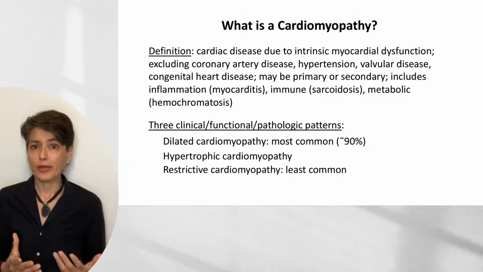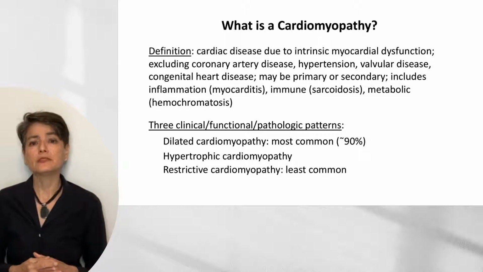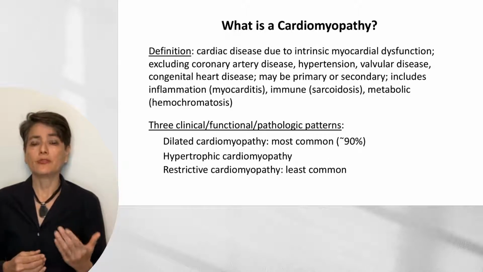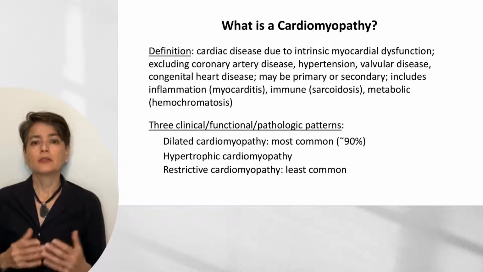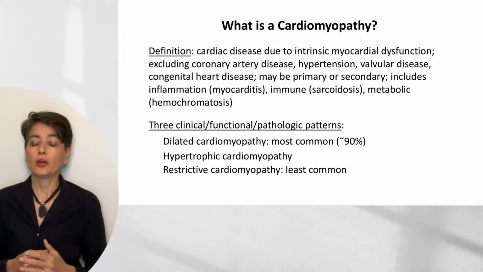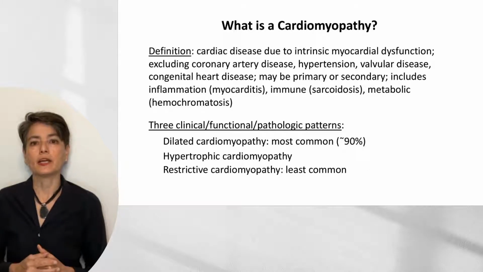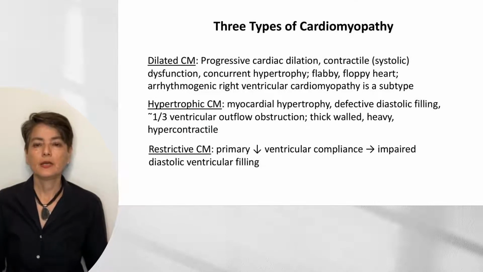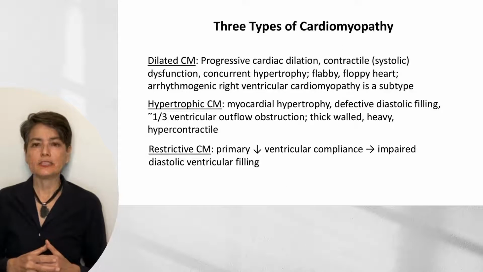There are a variety of different ways we can classify the cardiomyopathies. The one that we will use in this video, and which is used in Robbins, is to look at three clinical, functional, pathologic patterns: dilated cardiomyopathy, which is the most common at about 90%, hypertrophic cardiomyopathy, and restrictive cardiomyopathy, which is the least common. Let's look with a little bit more detail at each of these types.